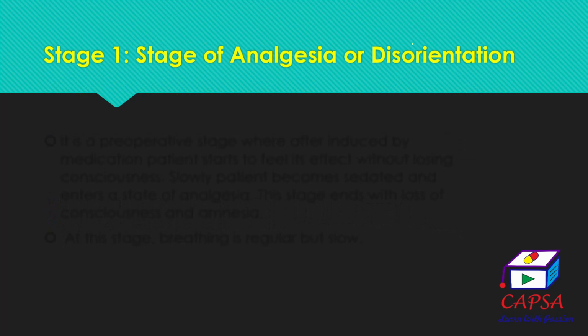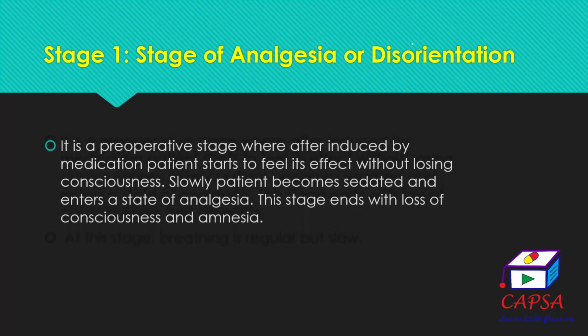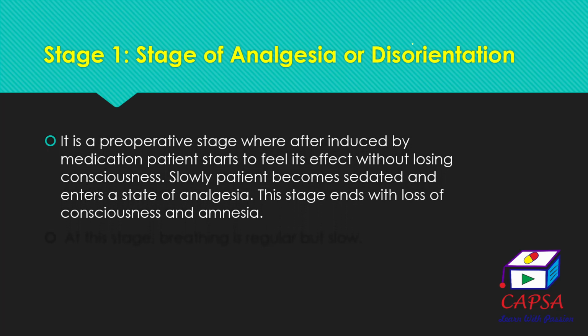Now what is stage 1 or stage of analgesia or disorientation? It is a preoperative stage where, after induction by medication, patients start to feel its effects without losing consciousness. Slowly the patient becomes sedated and enters a state of analgesia. This state ends with loss of consciousness and amnesia. At this stage, breathing is regular but slow.